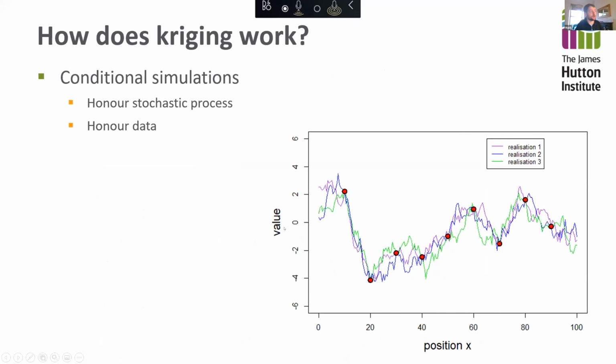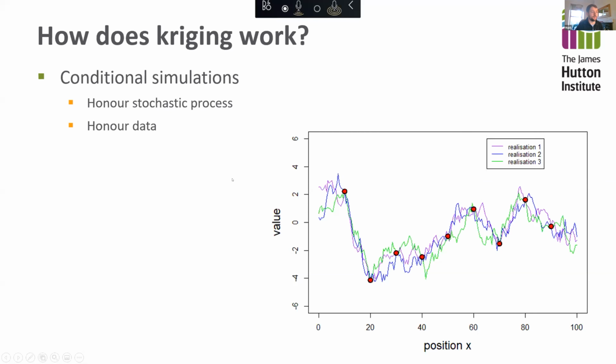So far, I've just been talking about how you can generate random realizations from a stochastic process. When we talk about kriging, what we're interested in is a realization that not only honors the stochastic process, but also matches our data points. So if you imagine that you generate lots of random realizations from your stochastic process, then in the end, you only want to keep those realizations that match your data.